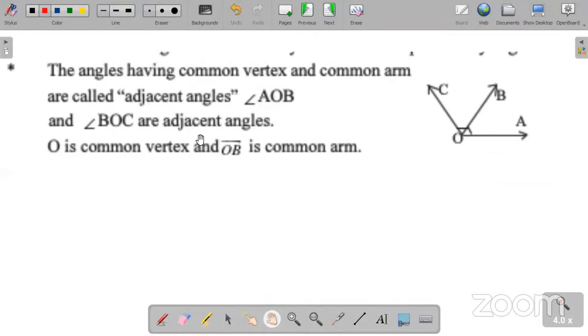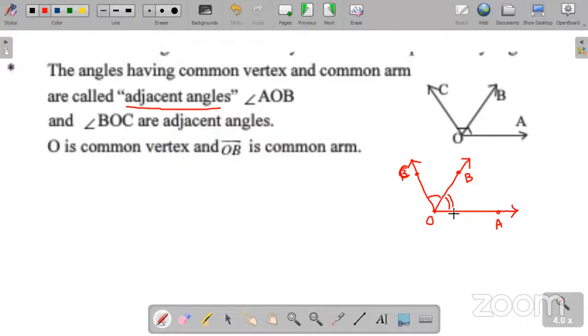Do you have any idea about adjacent angles? See, for example, this is a ray, and this is another ray. For example, O is the vertex. Say OA ray and OB ray, otherwise say OC ray. This will be OB ray. So, for example, this angle and this angle are said to be adjacent angles.